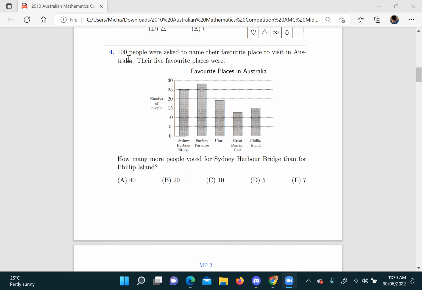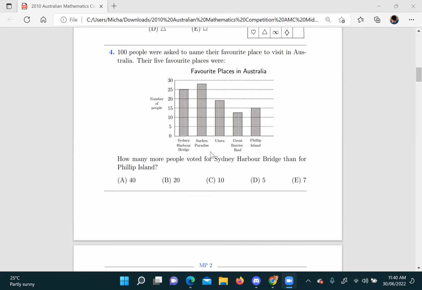So 100 people were asked to name their favorite place to visit in Australia. Their favorite places were Sydney Harbour Bridge. Have you heard of these places? Yes. Surfers Paradise. Uluru. Have you heard of that? Really? Yeah, I heard it in the news at school. Oh, you've been to Uluru. Talked about Uluru. Okay, so you have an advantage. It won't just be some weird word here. It's actually something you know. Great Barrier Reef, Phillip Island.